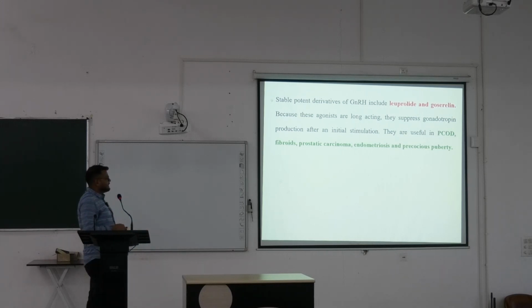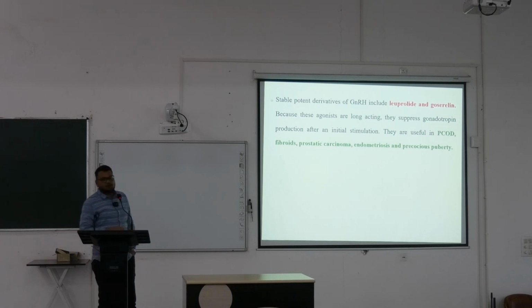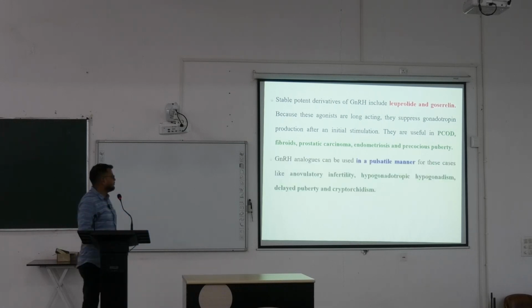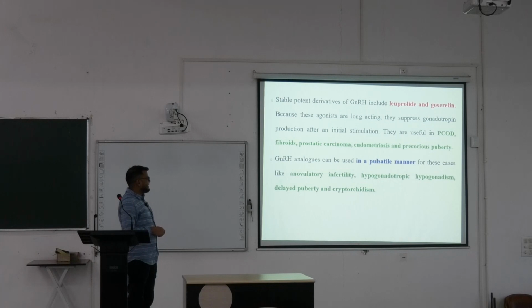Because these agonists are long acting, they suppress gonadotropin production after an initial stimulation. They are useful in PCOD, that is polycystic ovarian disease, fibroid of uterus, prostatic carcinoma, endometriosis and precocious puberty. GnRH analogs can also be used in a pulsatile manner, giving small amounts at a time, for cases like anovulatory infertility, hypogonadotropic hypogonadism, delayed puberty and cryptorchidism.